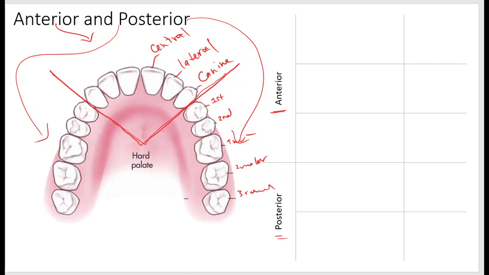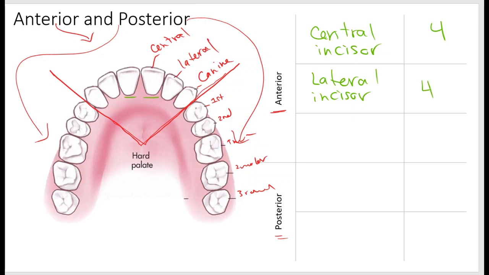On the anterior teeth, we have again the central incisor, and how many of them do we have? How many central incisors do we have? 4. And then we have the lateral incisor, and we have also 4. And then we have the canine, and we have also 4, right? So 4 canines, 4 laterals, and 4 centrals.